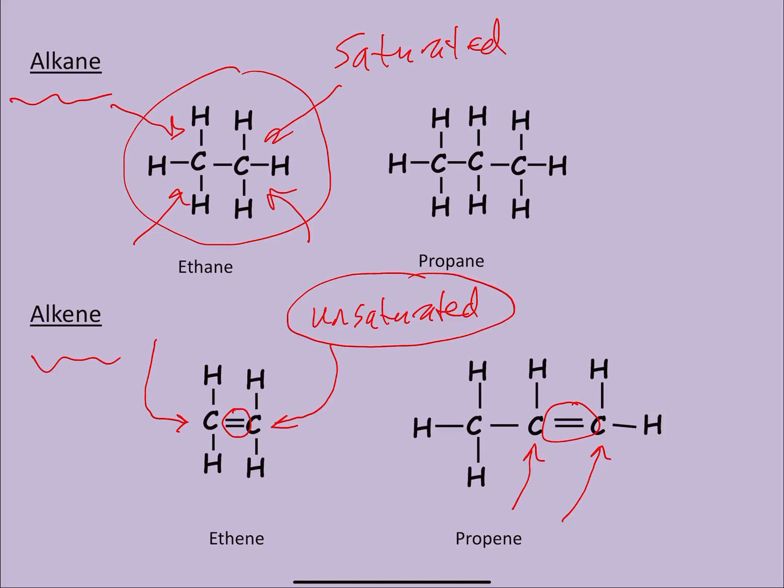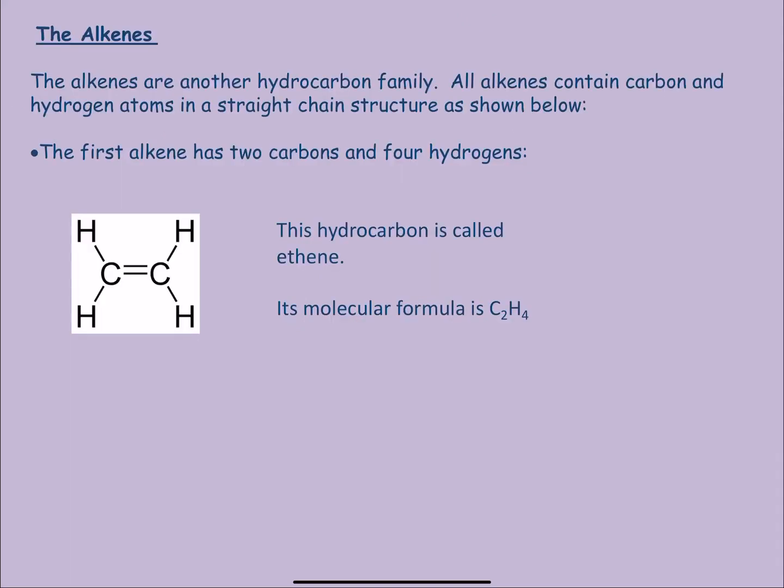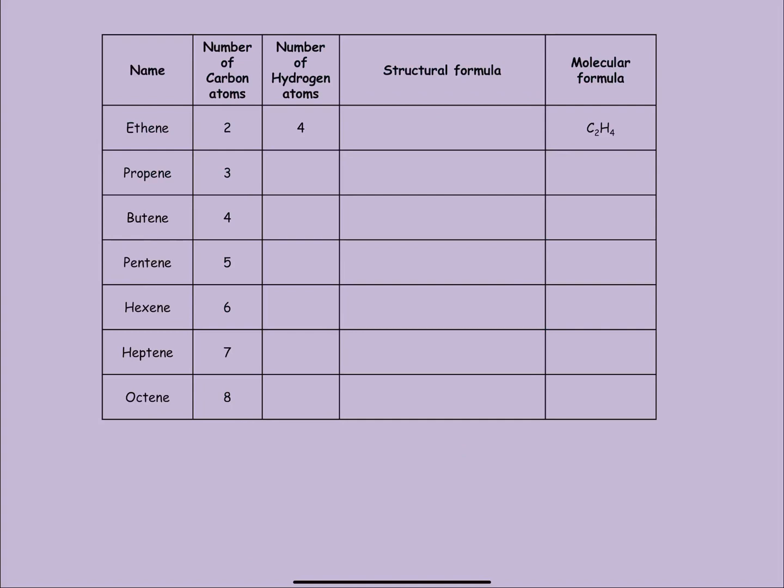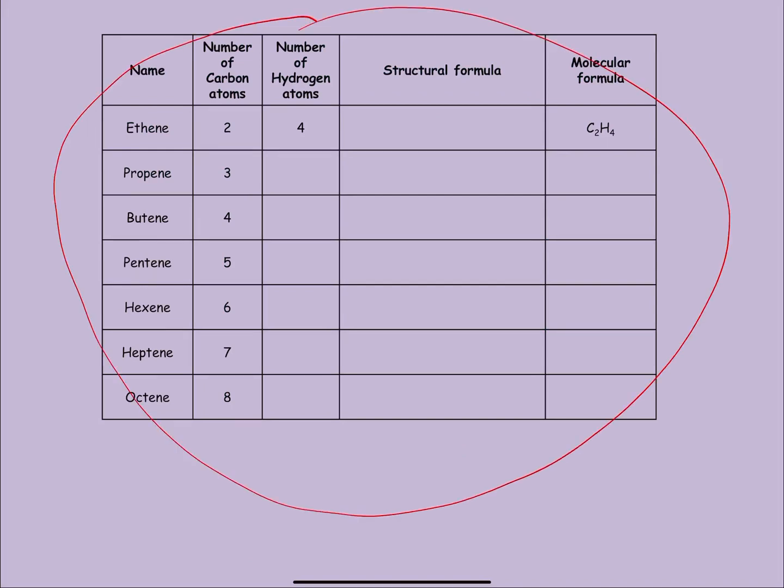The first 2 members of the alkene family are ethene and propene. That's just what I've covered previously. Ethene and propene: C2H4 and C3H6. You should be spotting a trend between the number of carbons and the number of hydrogens already. In your OneNote you will have a table similar to this. I just need you to stop this video here and then go and start to complete this table in your OneNote.